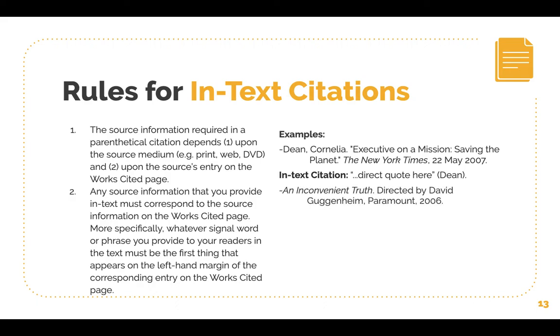Here's another example. If this is my source, An Inconvenient Truth, now notice this was directed by David Guggenheim, but there's no author. This is a movie, right? So it's not written by a specific person. So my in-text citation isn't going to have a last name in it because there is no author.